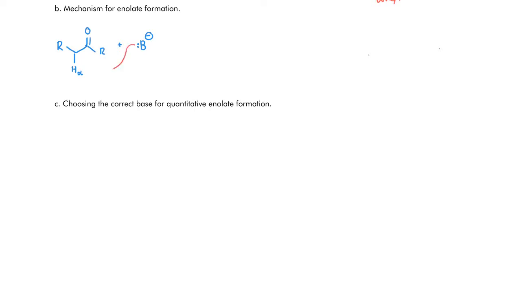The mechanism for enolate formation is quite simple. A base deprotonates the alpha hydrogen, which results in the electron flow as shown here. So we end up breaking a sigma bond and a pi bond while creating one new pi bond. Let's draw that resulting structure. So this is our enolate as well as the conjugate acid of the base.